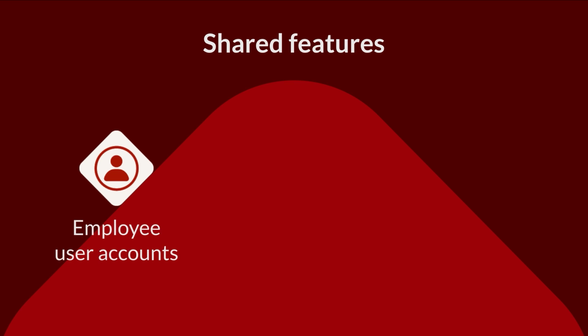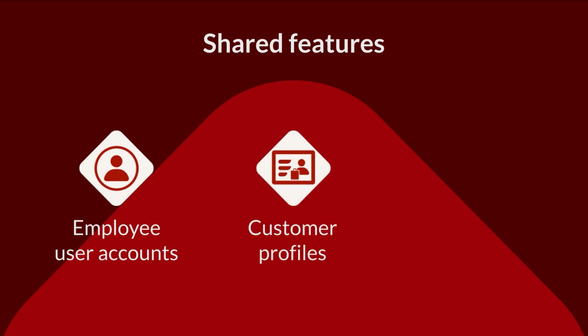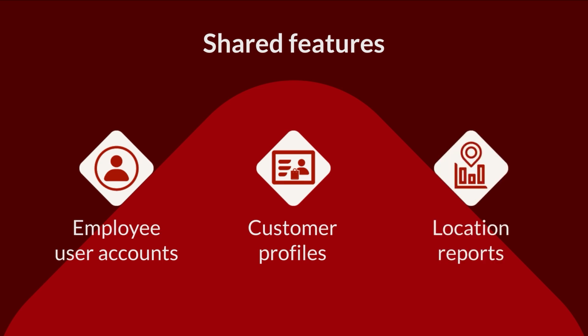Shared features have some aspects that are the same across locations, and others that are different. There are three shared features. First, your employee user accounts for the POS and back office are automatically available in all locations. However, users can only log in to the location where you created them unless you explicitly grant them access to other locations. Customer profiles are also shared across locations, but their invoices, owed amounts, and accounts receivable are managed separately. And while each business location generates its own sales reporting, location reports consolidate your data across all of your restaurants.